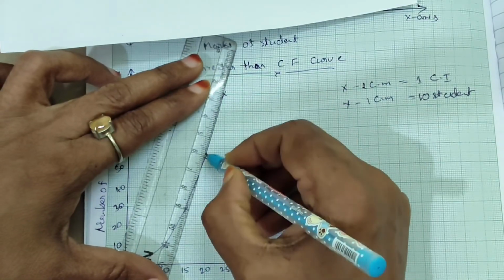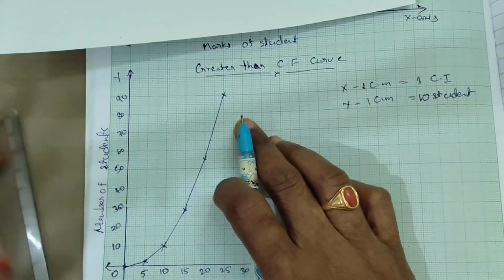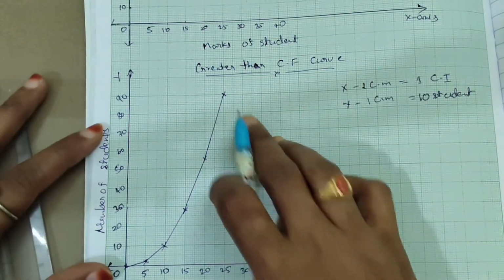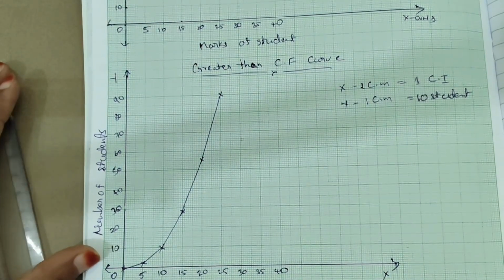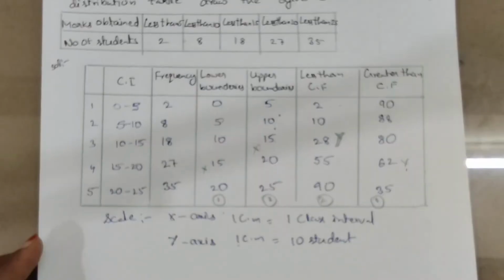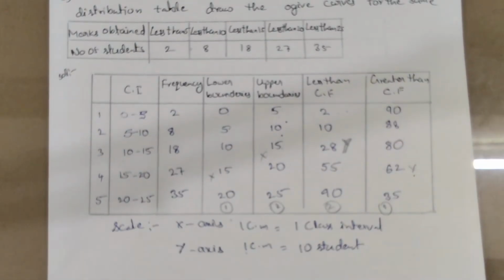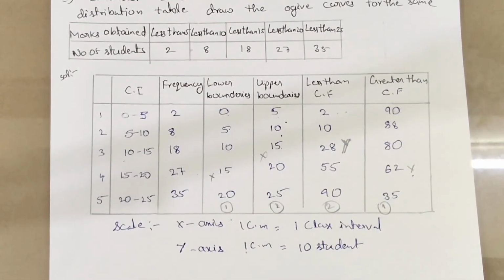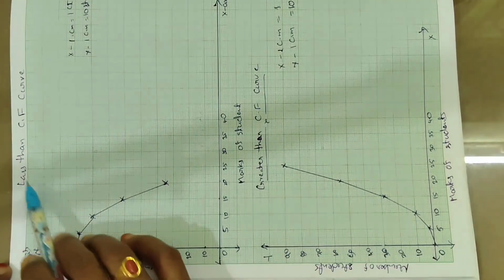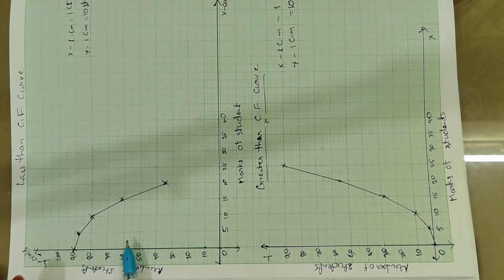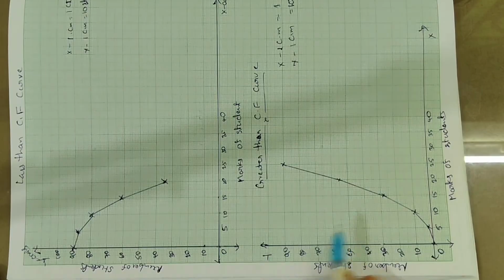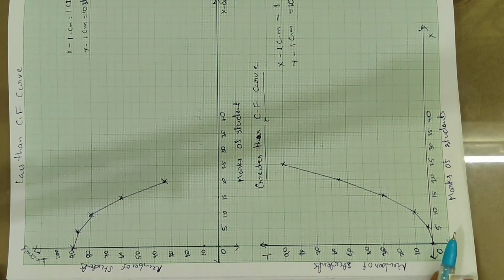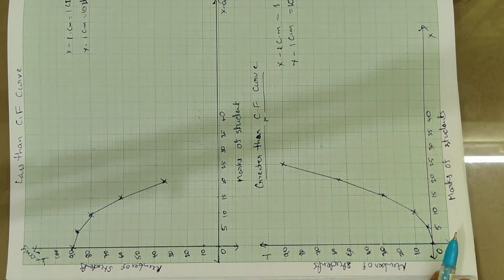The greater than cumulative frequency curve goes upward, while the less than cumulative frequency curve goes downward. This is the fifth question, complete answer. The first is the less than cumulative frequency curve, and the next is the greater than cumulative frequency curve. The question asks for two curves, so we drew both. The fifth answer is completed.